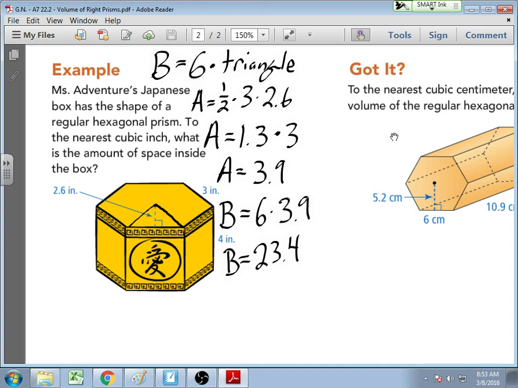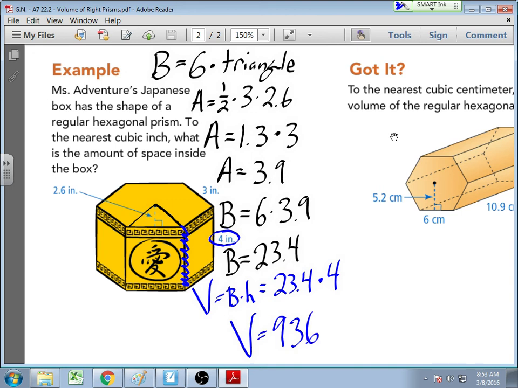We're then going to use that value with my height of my prism. Again, it's always the distance between the bases. What's the distance between the hexagons? That's 4. So my volume is going to be that big B. I'll write the formula first. Big B times H, which is going to be 23.4 times the 4. And the volume ends up being 93.6. Again, we got a label, inches cubed. Smartboard's getting a little weird, but make sure that you have a decimal point there with your answer.